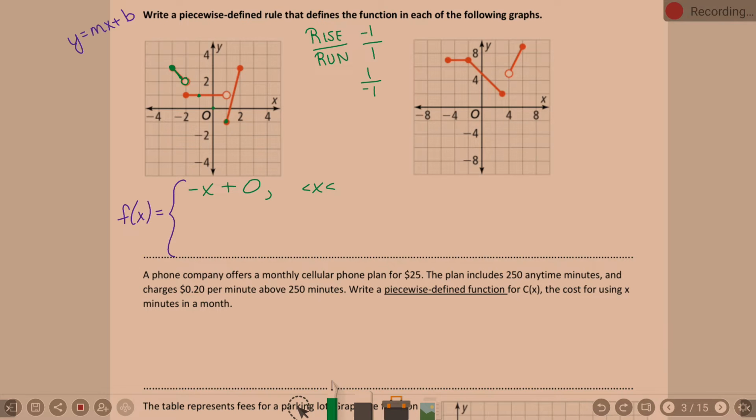What are those x values? How far left does that green line go? -3. Goes to -3 right here, doesn't it? So -3 less than x less than, how far right does that line go? -2. Goes to -2.